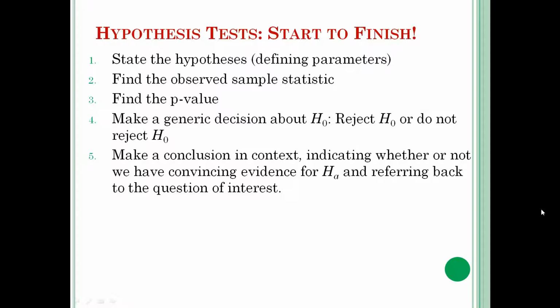Third, you need to find the p-value, and we will be using StatKey to find the p-value. You need to figure out, is this a right tail, left tail, or two-tail test, and using StatKey, then find the p-value. Fourth, you need to make a generic decision. Do we reject the null or we don't reject the null? Either one. Fifth, you need to write the conclusion, and when you are writing the conclusion, you are writing it in terms of the alternative. So you're basically saying we have enough evidence to prove the alternative, or we don't have enough evidence to do that.